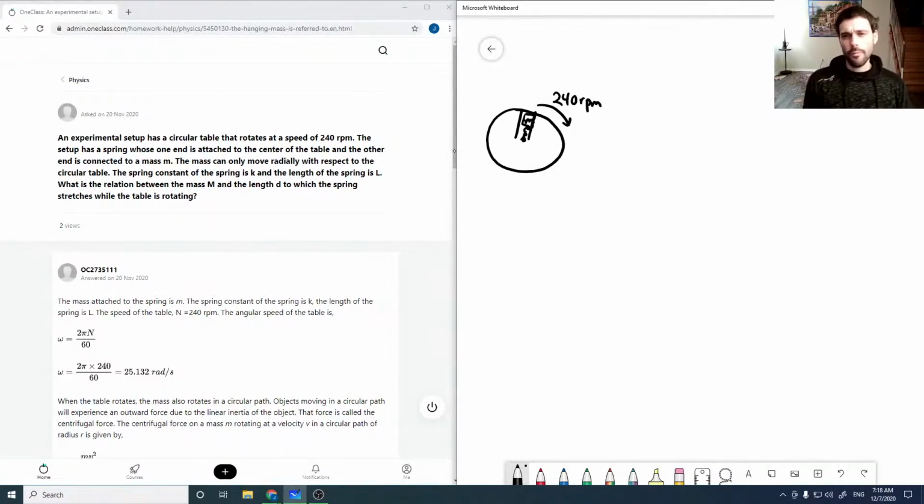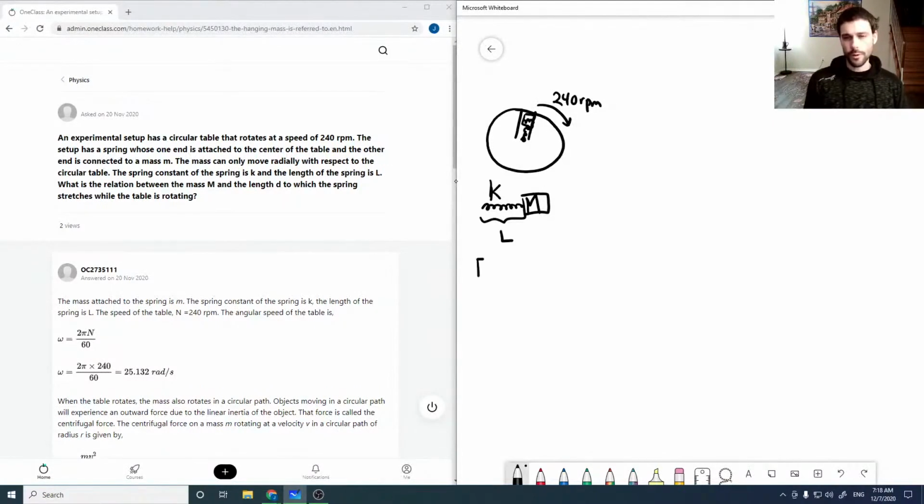And I drew these little lines in because the mass can only move radially with respect to the circular table. The spring constant is given by K. The mass is given by M. It can only move radially. The spring constant's K, and the length of the spring is L.